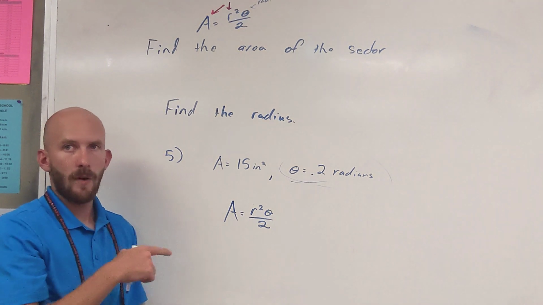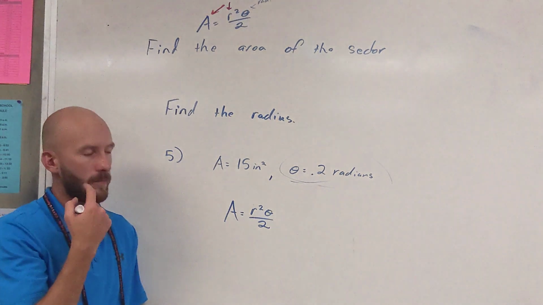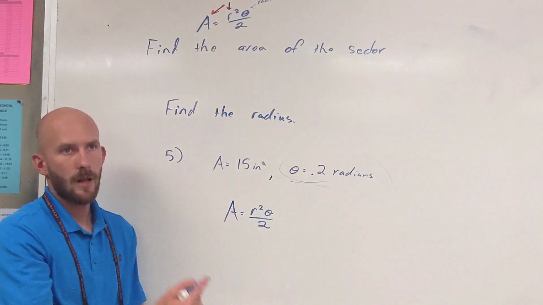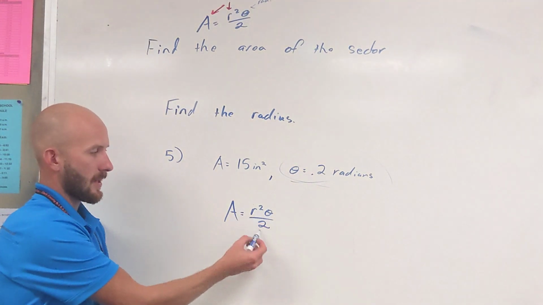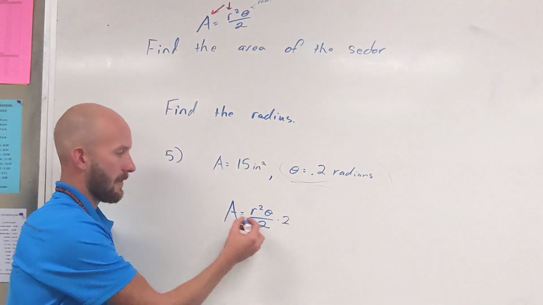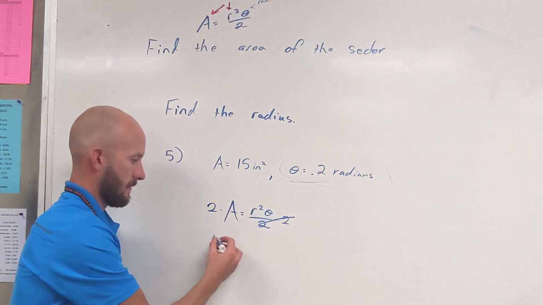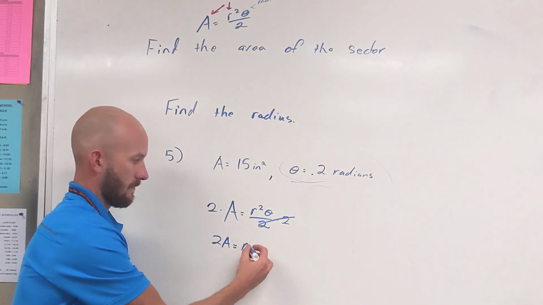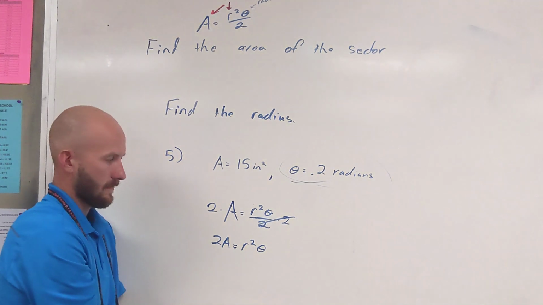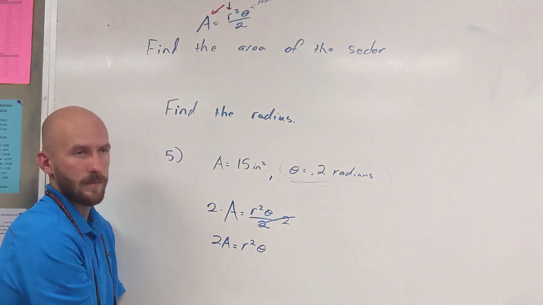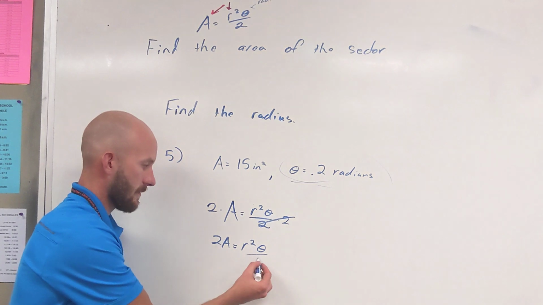Okay? So if I'm trying to solve for r, what do I have to do? Multiply by r squared. I've got to take care of this 2 first. Multiply both sides by 2. Divide by theta.